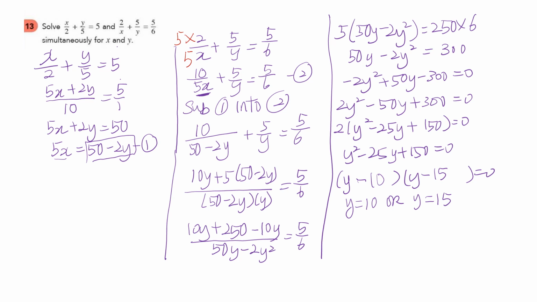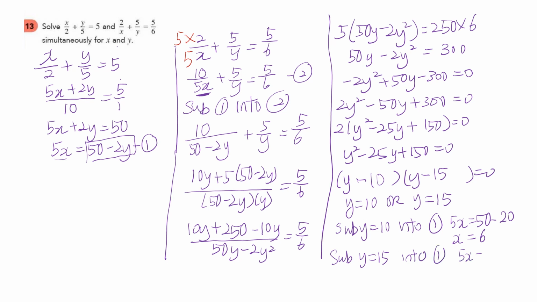So we're going to substitute it into equation 1. So when sub y equals to 10 into 1, you will get 5x equals to 50 minus 20. So x will be 50 minus 20 is 30 divided by 6. So we're going to sub y equals to 15 into equation 1. You get 5x equals to 50 minus 30. X is equals to 4.